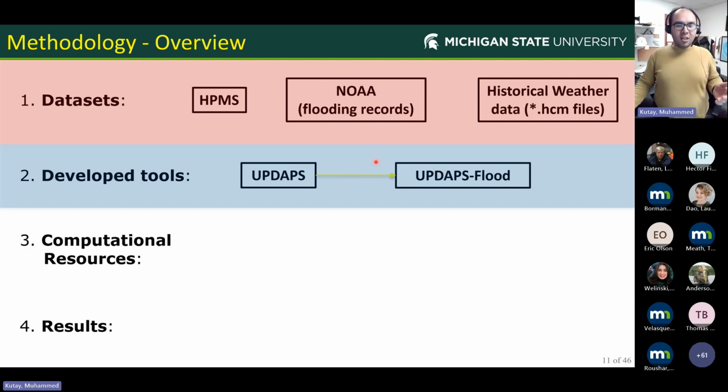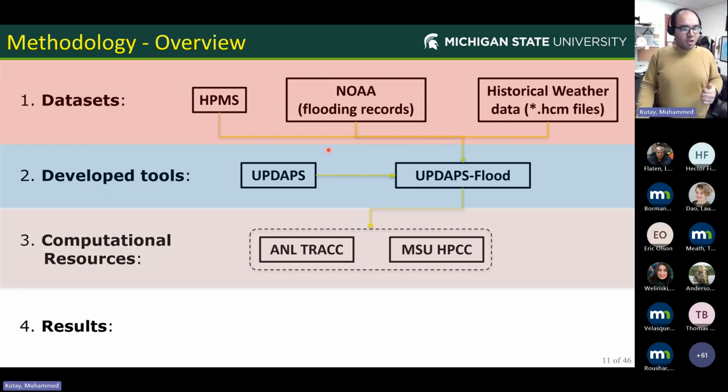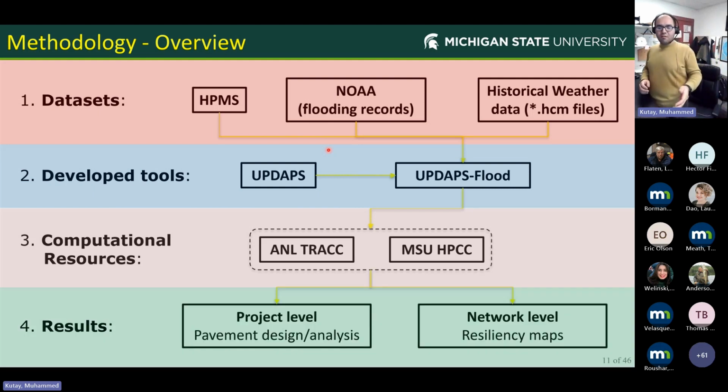So eventually, the data sets that we are discussing are inputs to the UPDAPS-Flood, and then we are using computational resources like our National Lab Track Facility or the Michigan State High Performance Computing Centers to get the results on the project level and the network level. In the next slide, I'm going to dig deeper into this methodology.